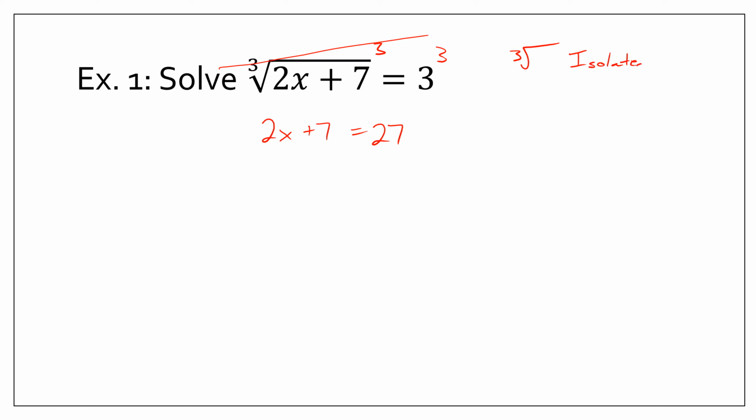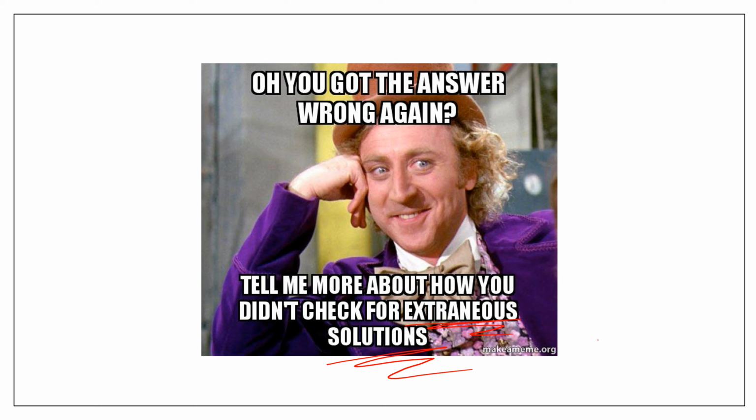And as I've looked over some of your tests and quizzes, I've noticed that people have tried to cancel these things without isolating them first. Here, the cube root is the only thing on the left-hand side of the equation. It is isolated, so when I take the cube root of both sides, it's legit and it cancels. From here, it's easy. Just subtract 7, 2x equals 20, and then divide by 2 to get that x equals 10.